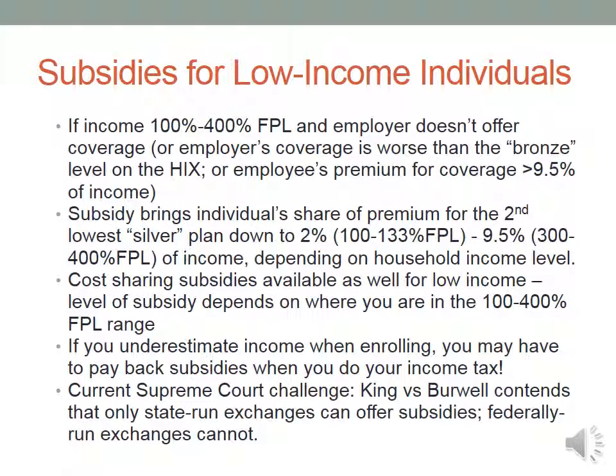Now, the subsidies for the low-income individuals are available only through the health insurance exchanges. So to get the subsidy, you can't go directly to an insurance company and buy a plan. You have to go through the health insurance exchange for that mechanism to work. But if your income is under 400% of the federal poverty limit and you're not eligible for Medicaid, then you are eligible for a subsidy for purchasing your own insurance.